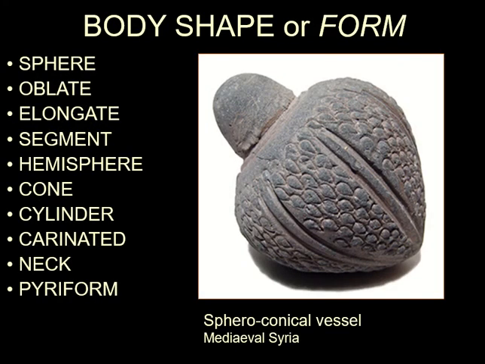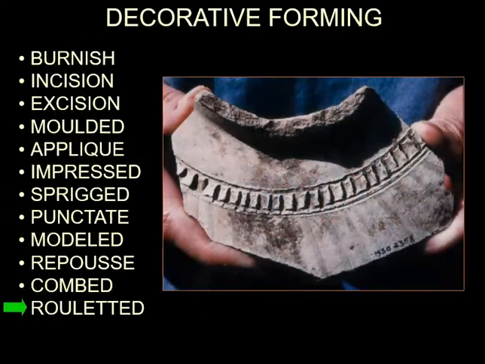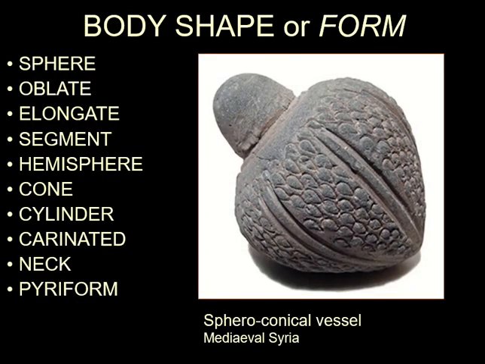So let's go back. That's the types of decorative forming. So all of these are quite important. You see each one got a green arrow, so you should remember them. These are less important. You can see them all at one go.